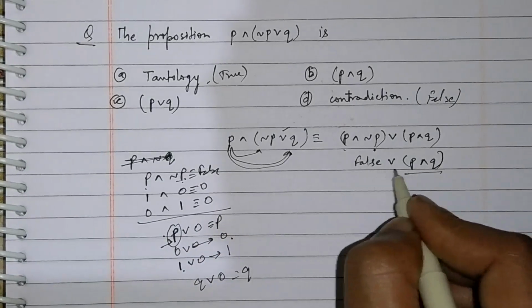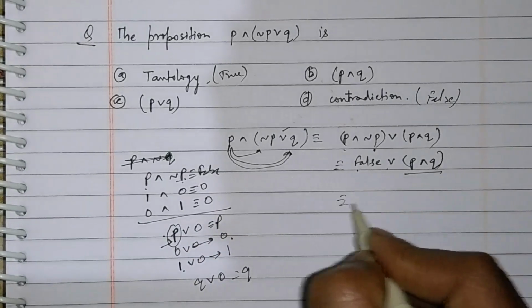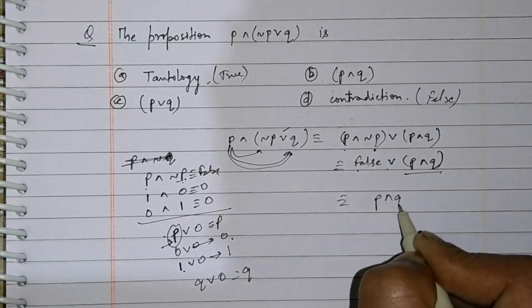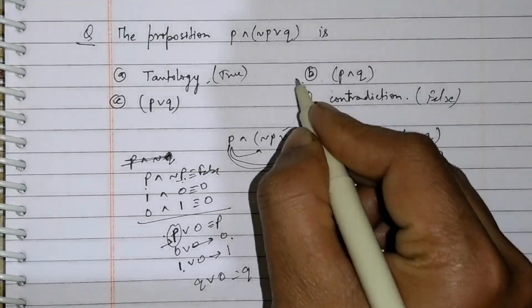So (P and Q) or false is equivalent to P and Q. I think B is the correct answer.